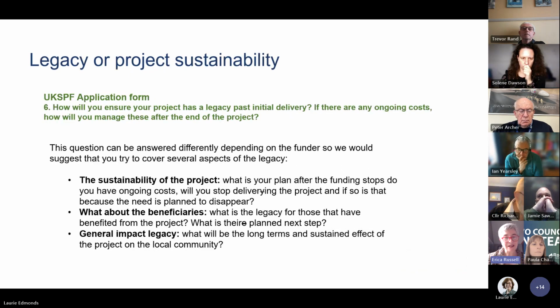Next slide, please. Just picking up on something that's important in all of this grant funding, especially public funding, is legacy, also sometimes described as project sustainability. There are some projects that are very much task and finish, and there may not be a direct ongoing legacy, but in that case, what is the impact of that project? So the legacy still continues to have an effect within the community.